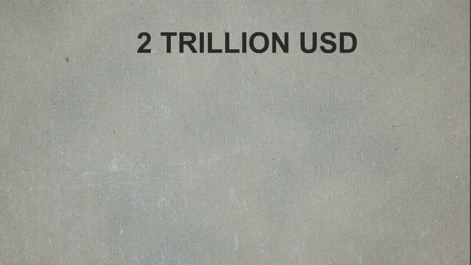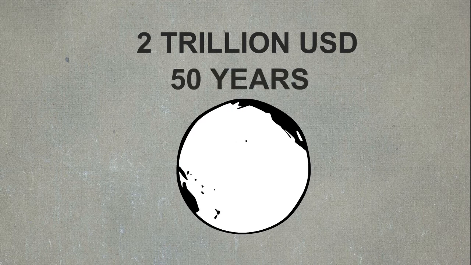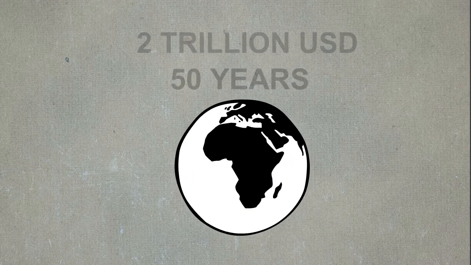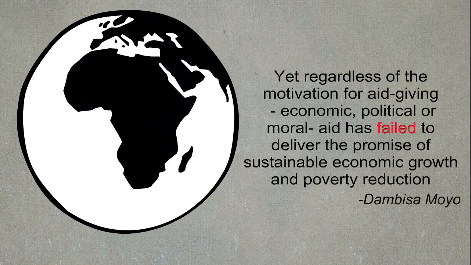Did you know that more than $2 trillion of foreign aid has been transferred from rich countries to poor over the past 50 years? Africa, the biggest recipient by far. Yet regardless of the motivation for aid giving, economic, political, or moral, aid has failed to deliver the promise of sustainable economic growth and poverty reduction.